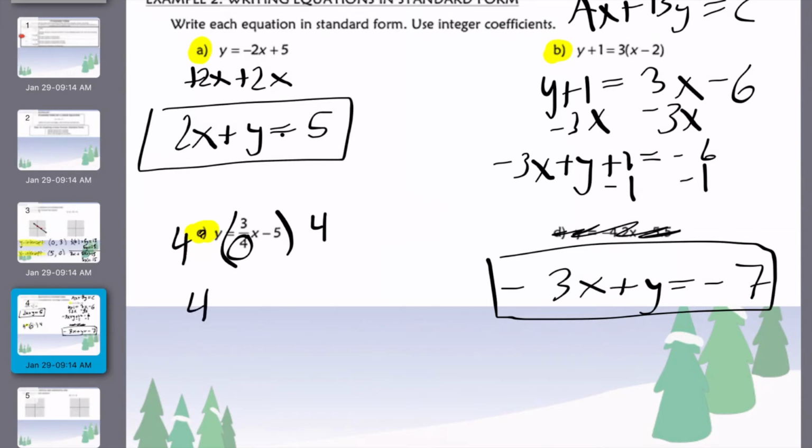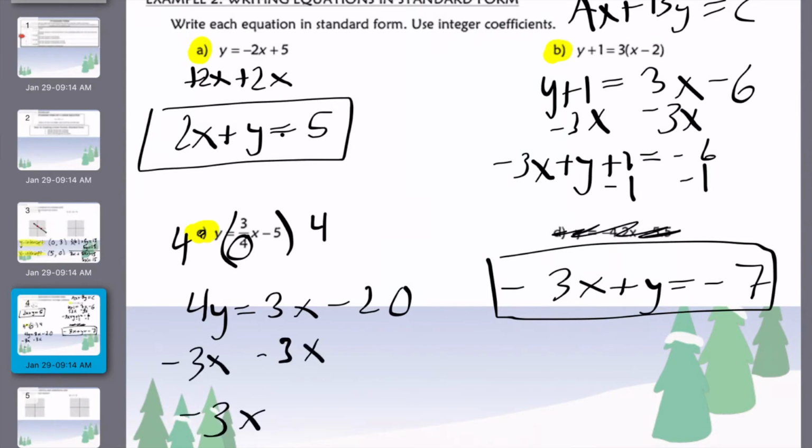So this is going to be 4y on the left equals my 3/4 times 4. My denominator is going to cancel out, so it's going to be left with 3x, and then we're going to have minus 5 times 4, which is going to be minus 20. So in fact, the last thing that I need to do is subtract 3x on both sides, and I get negative 3x plus 4y equals negative 20.